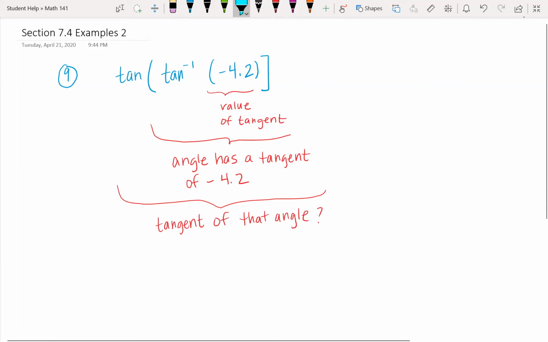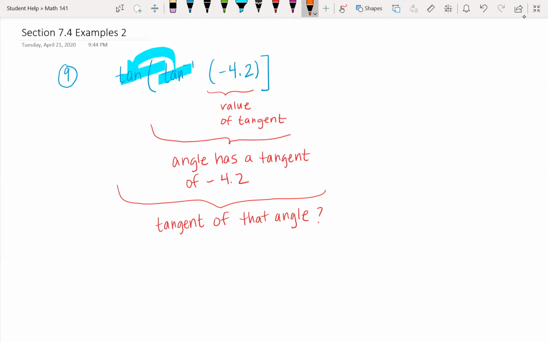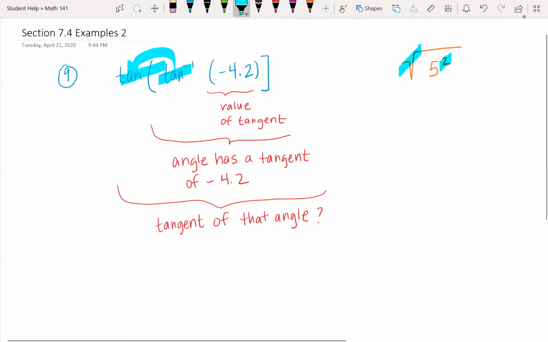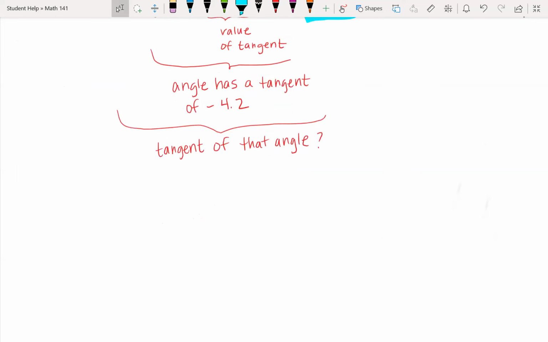So what's effectively happening is that tangent and tangent inverse are sort of nullifying each other. It would be the same as if you took the square root of 5 squared. The square root symbol and the square are going to cross each other out because they're inverse functions. And even if you plug this into the calculator, you will get negative 4.2 as your answer. And that makes sense based on what we're seeing here in the analysis.